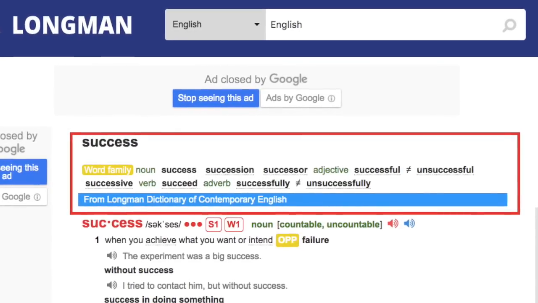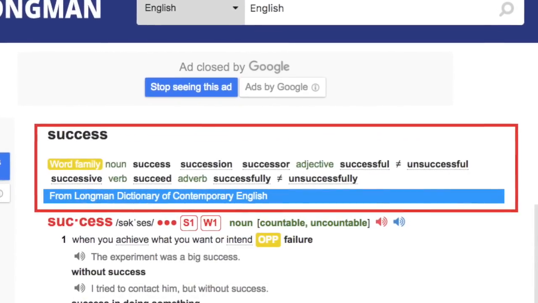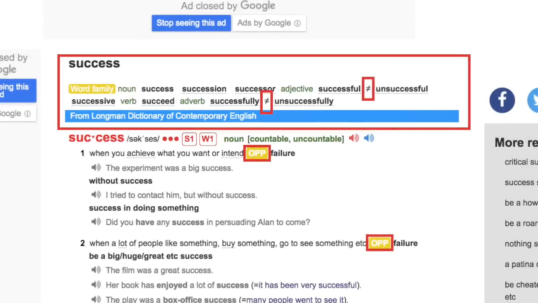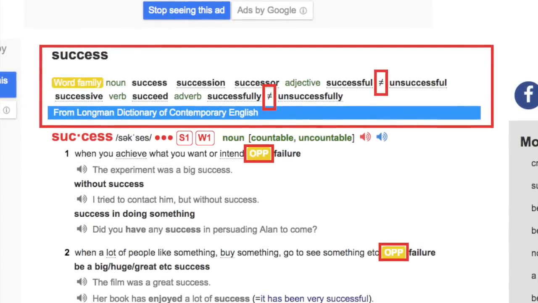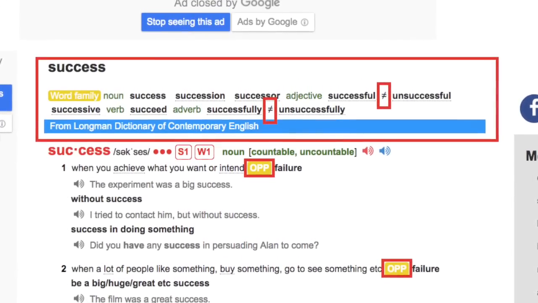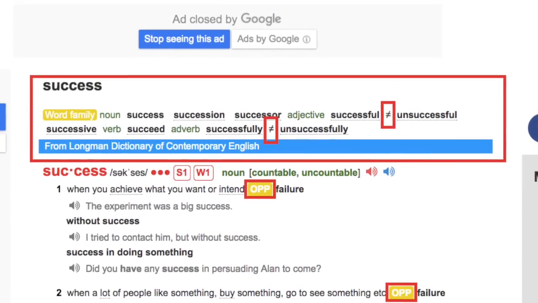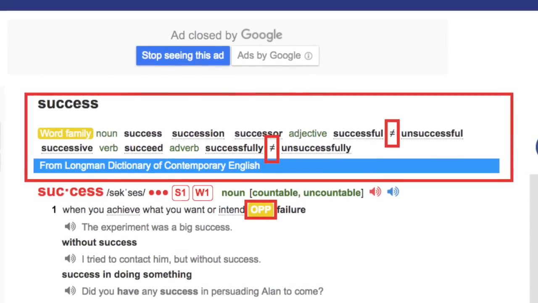Noun, success, succession, successor. Adjective, successful, not equal, unsuccessful. I like how Longman uses the not equal sign to denote opposite. The dictionary still uses OPP, opposite, but the non-equal symbol is used as well. Equal and non-equal. The only dictionary that uses mathematical symbols. Successive, verb, succeed, adverb, successfully, opposite, unsuccessfully. Again, a little too much information for language learners. A bit overwhelming. But let us get to the good stuff.